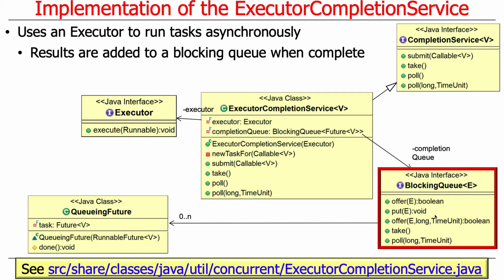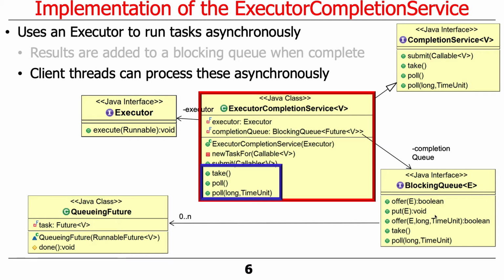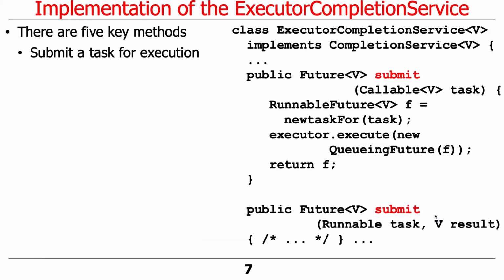And those have methods that we've talked about before in the context of things like the array blocking queue and the reentrant lock and the condition object. You have operations like put and take and offer and poll and so on and so forth. That's what a blocking queue does. And good examples of blocking queues are array blocking queues and link blocking queues. Client threads can process these operations asynchronously. So you can basically submit tasks and then get the results back as they complete.